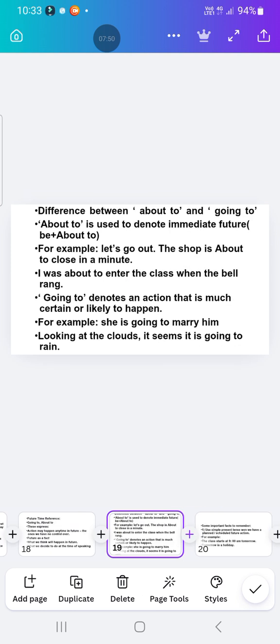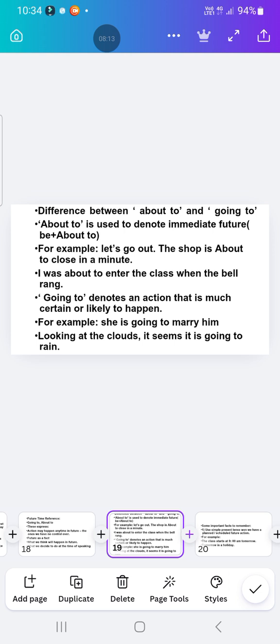Difference between about to and going to. About to is used to denote immediate future: be plus about to. For example, let's go out. The shop is about to close in a minute. I was about to enter the class when the bell rang.